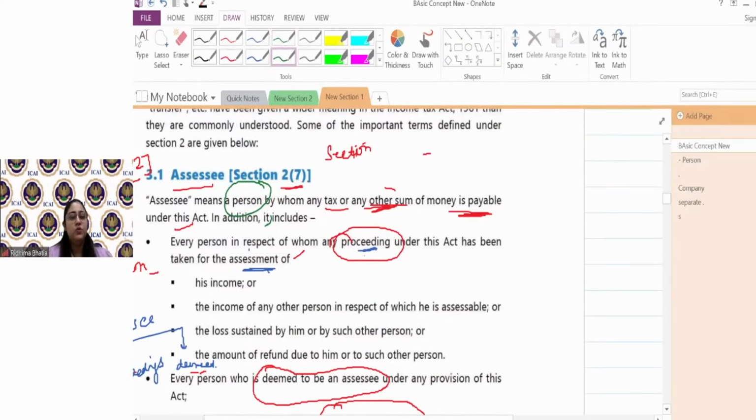So I told you assessee में या तो कोई person who has to pay tax or any sum, but it also includes any person against whom any proceeding, any law inquiry, any law procedure is going on, any assessment procedure is going on. That is also an assessee. अब वो procedure उसकी income के लिए हो सकता है, can be for the income of the assessee, can be for the income of the other person for whom assessee is assessable.